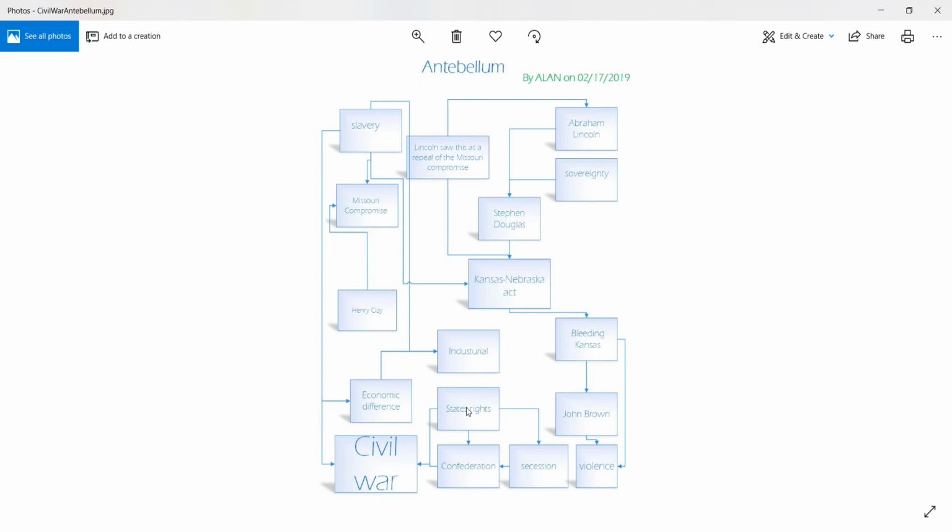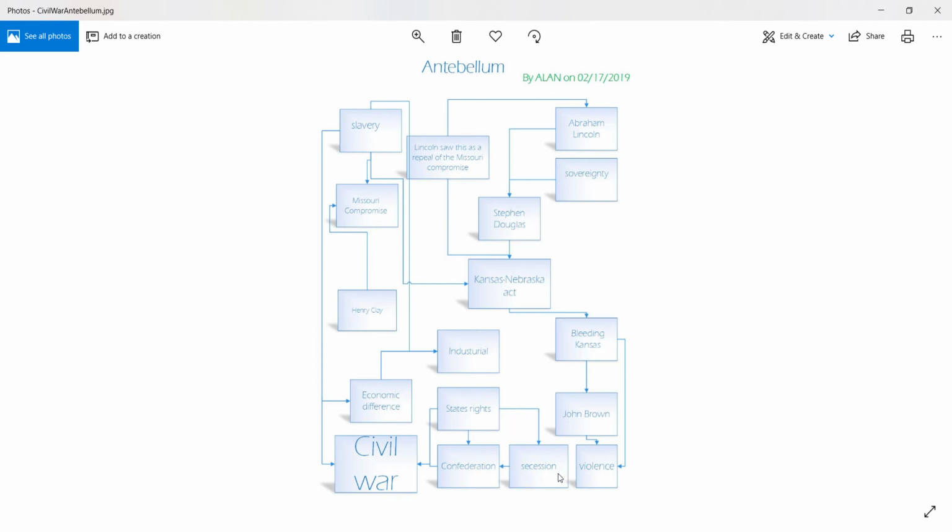And let's look at some of the causes of the Civil War, Confederation, and Secession. Now, the industrial and economic, and one of the biggest things is states' rights. States' rights led to the Confederation and secession, and economic differences.